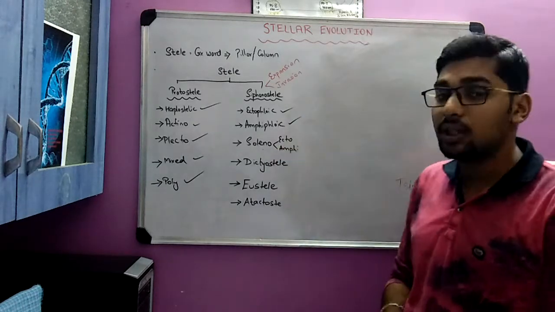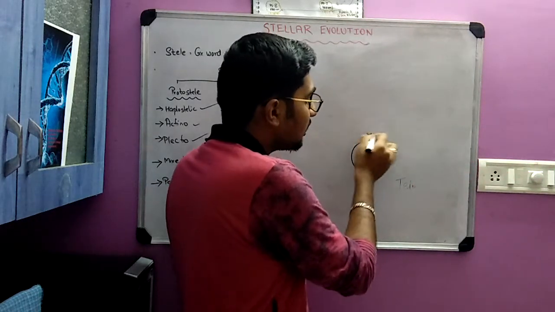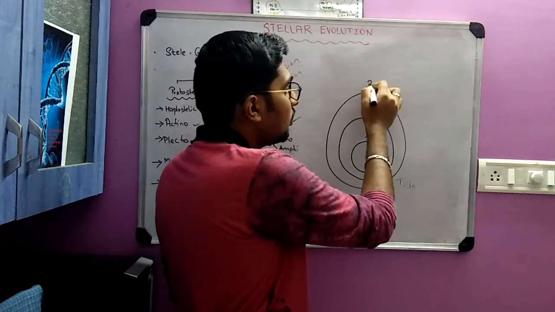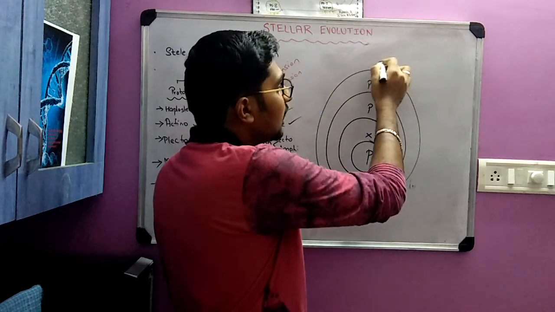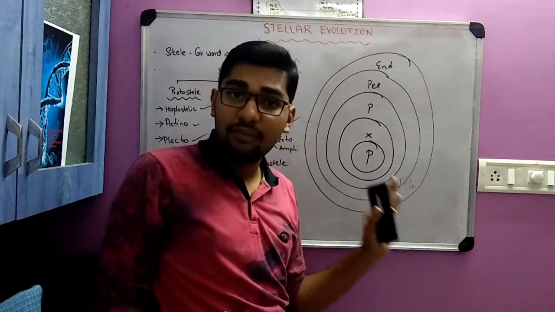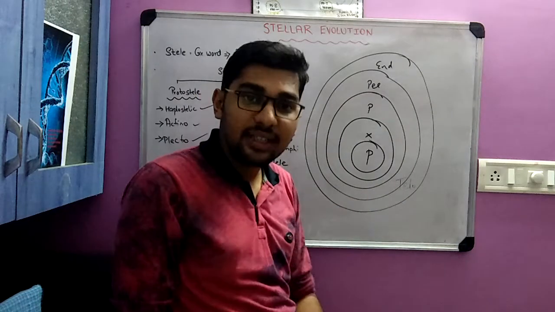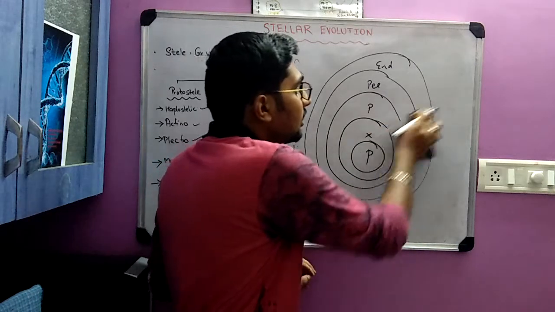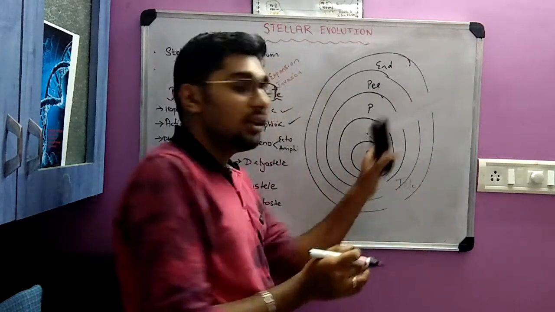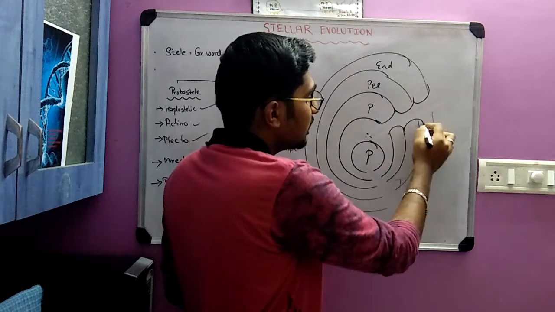Next we find solenostele. What is solenostele? You will have a central pith, surrounding which is xylem, surrounding which is the phloem, surrounding which is the pericycle, surrounding which is the endodermis. This is normal siphonostele. If the normal siphonostele is traversed by a leaf gap, it becomes separated. This becomes one and this becomes one.